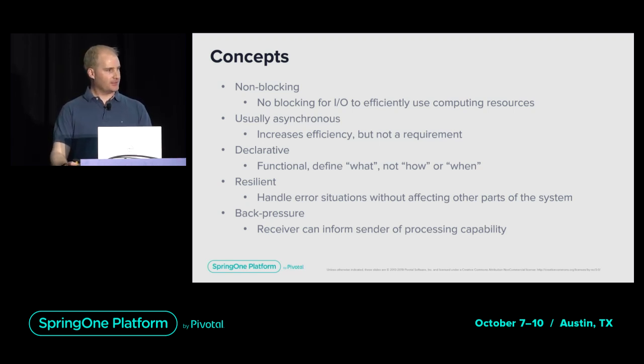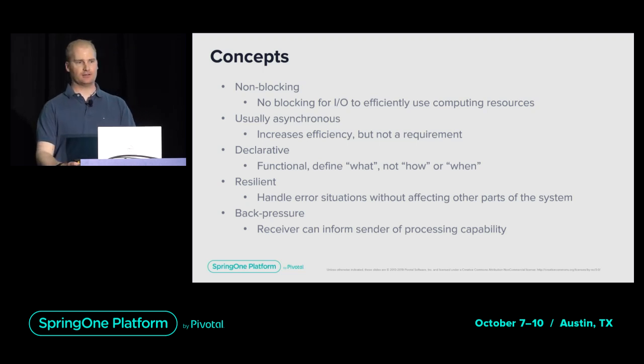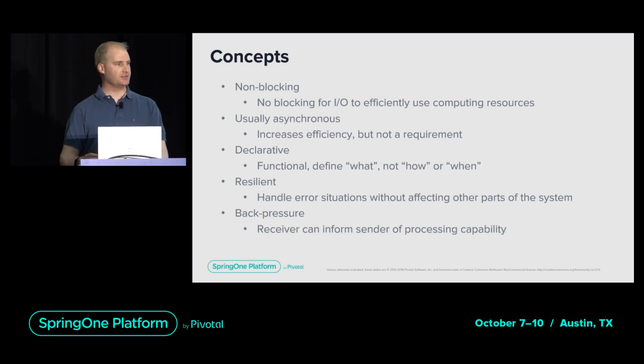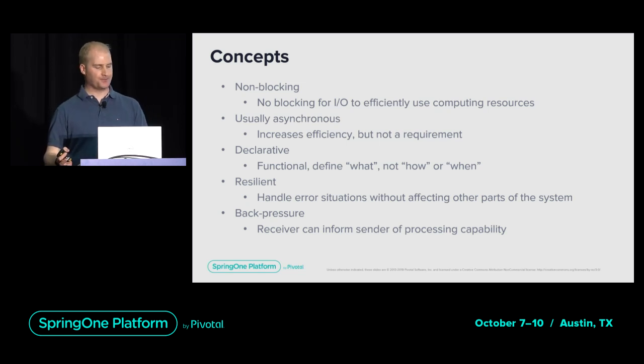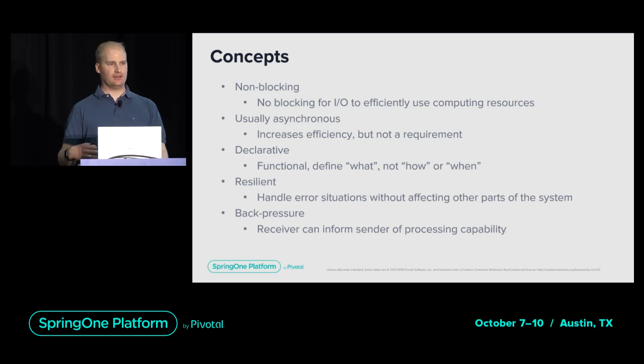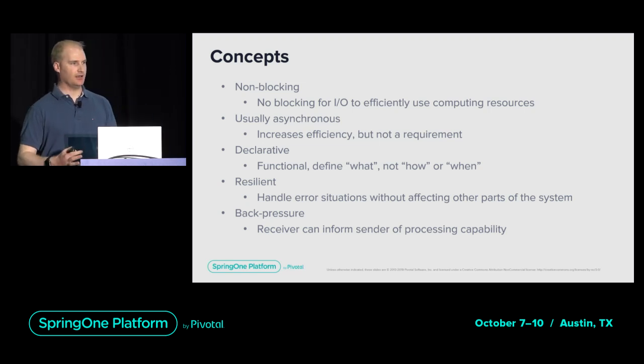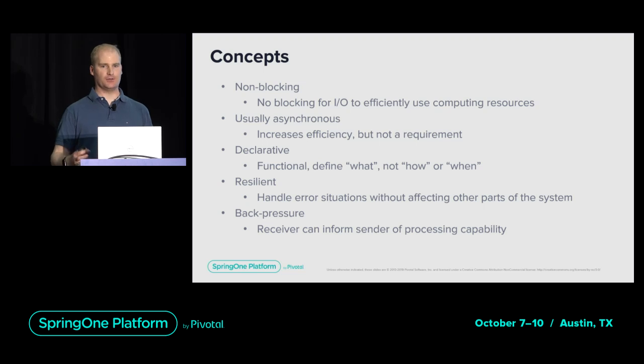It's designed to be resilient, which means in error situations, the errors are handled gracefully and only affect parts of the system and don't tear down your entire system. And there's also the concept of back pressure, which means a receiver of some data can inform the sender that it can process the data only at a certain rate, or it's about to be overwhelmed, and it can throttle the rate at which the sender sends the information.